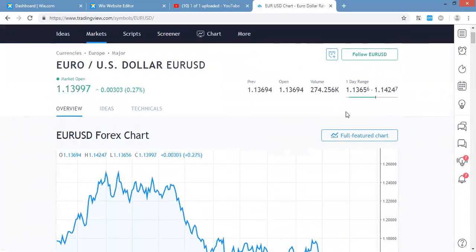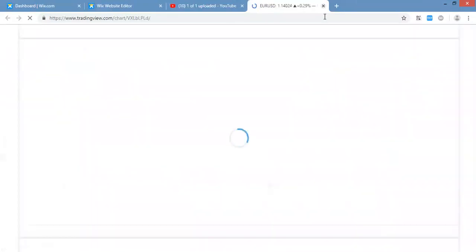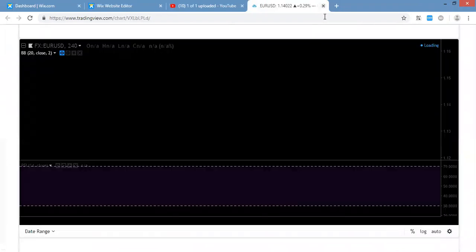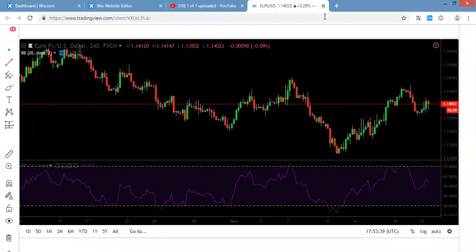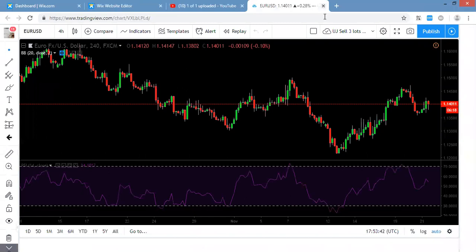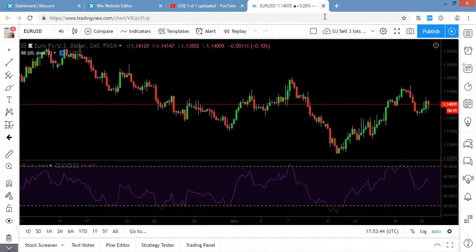So let's go to full featured chart. Once you click on that, it's going to redirect you to the actual candlestick chart where you can do your analysis, okay? Great. So this is Euro USD. All right, and as you can see, we're in the 4-hour time frame. We're on a candlestick chart, okay?